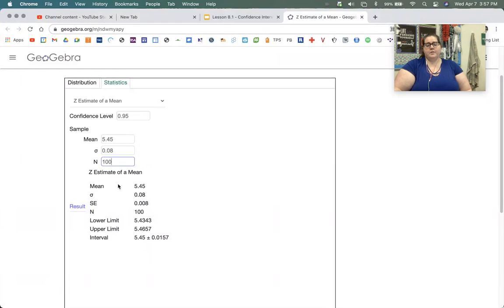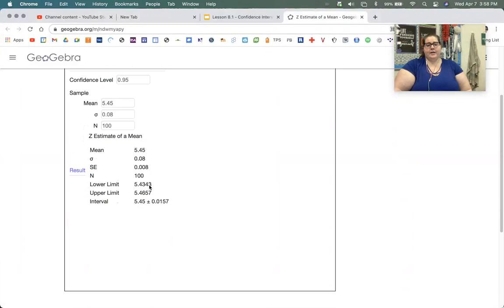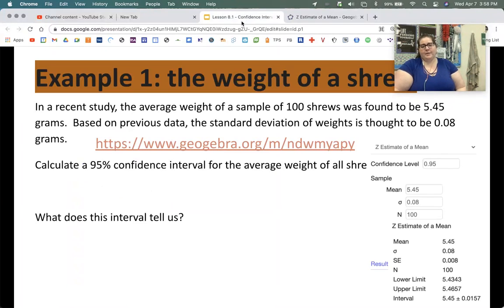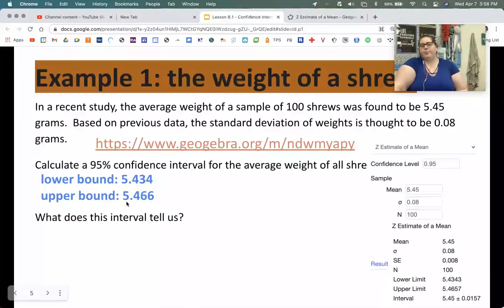Once I plug all of those numbers in, I get down here a lower limit and an upper limit. So those two numbers are the interval. They also write it in terms of the center of the interval plus or minus the margin of error. But we also are just given a lower and upper limit, and that's what I'm going to use here. So that's what I got from my little website: 5.434 to 5.466.